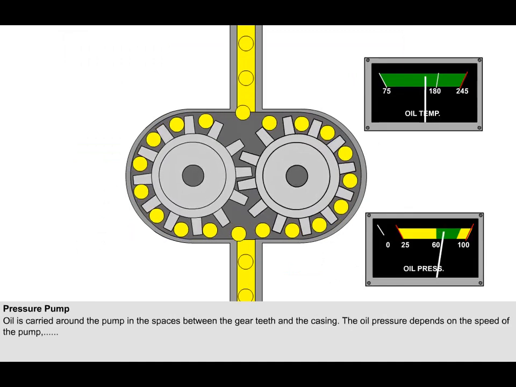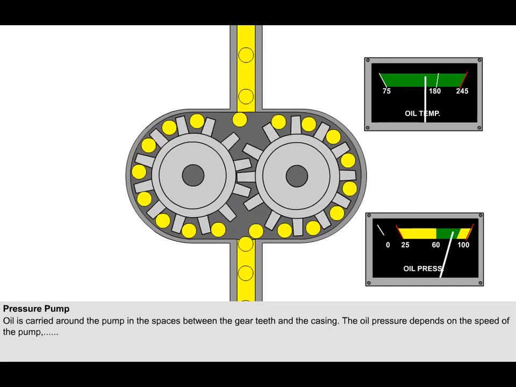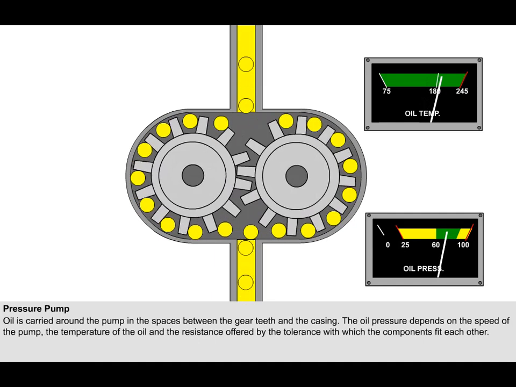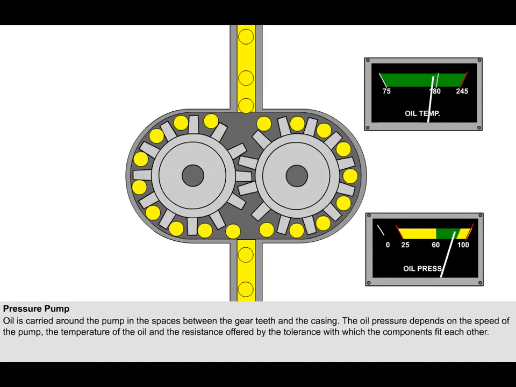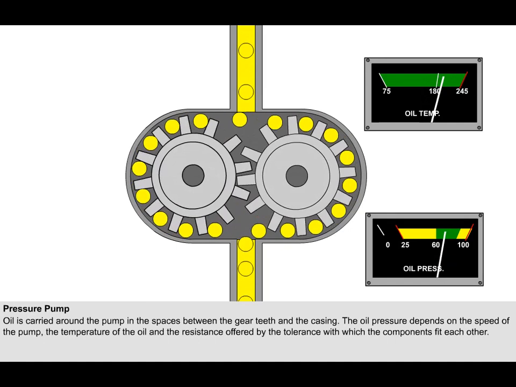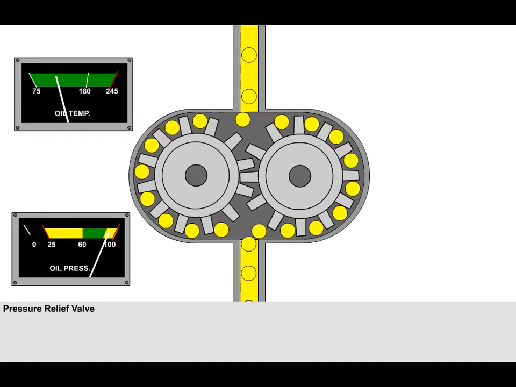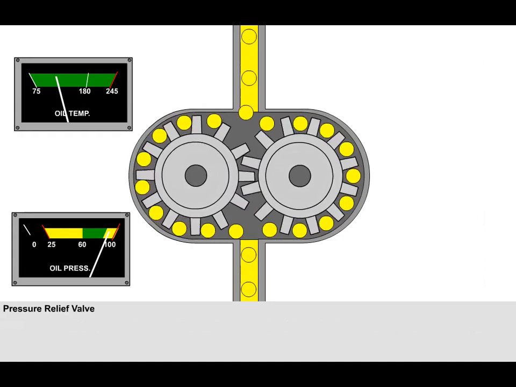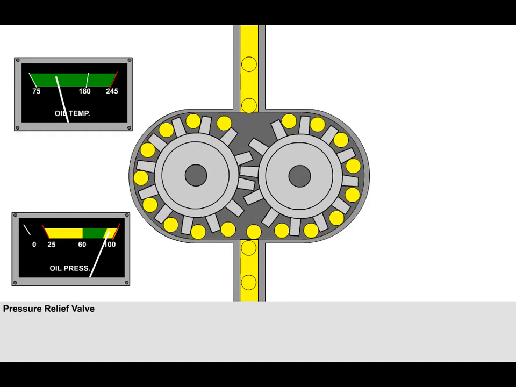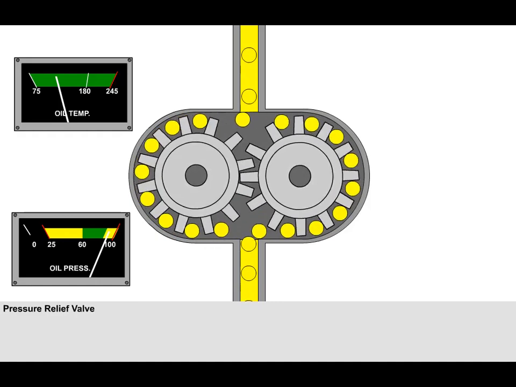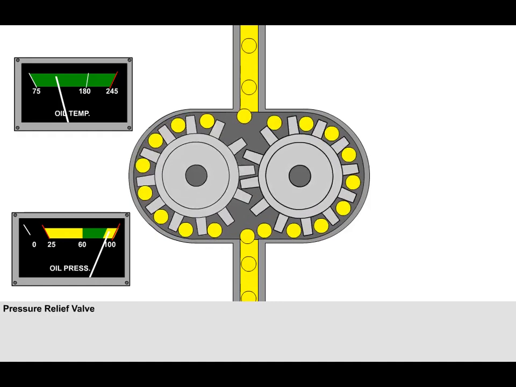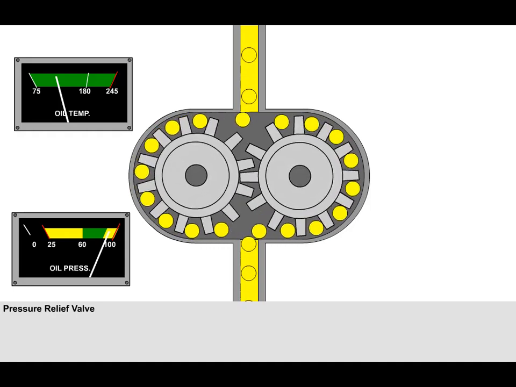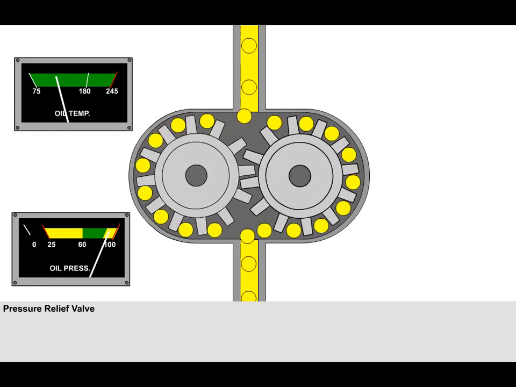The actual oil pressure obtained will depend on the speed of the pump, the temperature of the oil, and the resistance offered by the tolerance with which the components fit each other. The capacity of the pressure pump must be such that it will supply a minimum oil pressure under its most adverse running conditions, which are those of low rotational speed and high inlet oil temperature. Because the pump is capable of supplying such a large quantity of oil under these poor conditions, under normal running conditions the increased flow then available would tend to generate a dangerously high oil pressure.